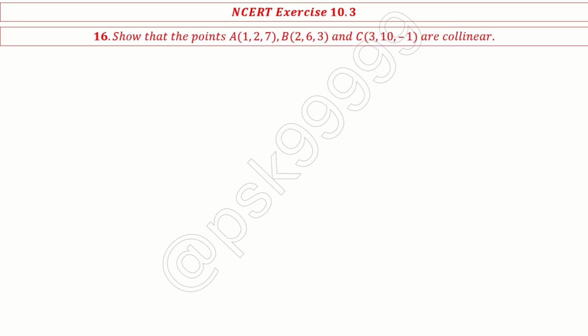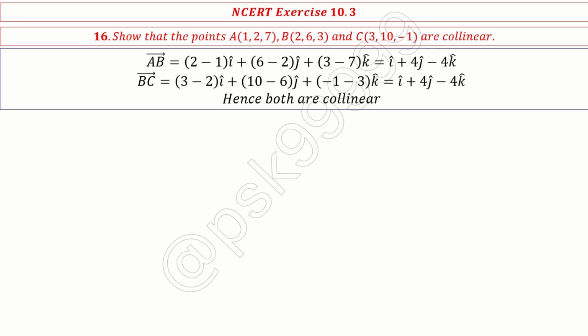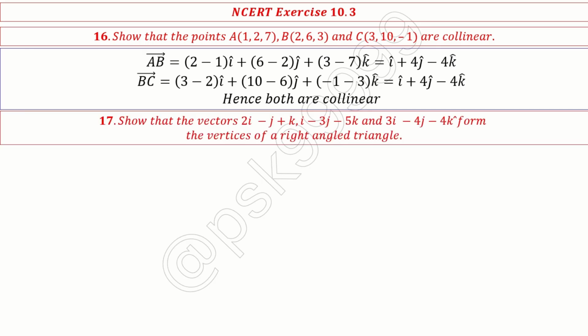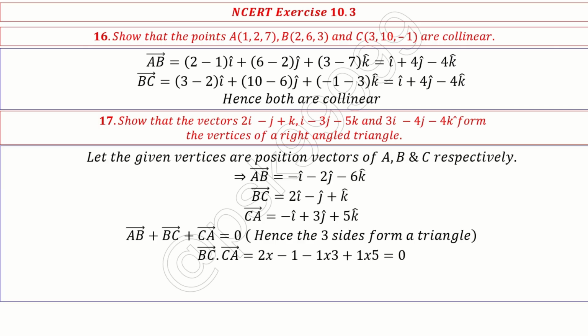Next, show that these 3 points are collinear. Simple, we have done it before. So you again take AB, BC, and if you see here, you got exactly the same values. AB and BC you got the same, which means they are collinear, right? Straightforward. Show that these vertices form a right angle triangle. We have solved a problem before, so exactly the same way you can do. Or AB plus BC plus CA equals 0. You can apply this triangle law. Okay, that is also okay.